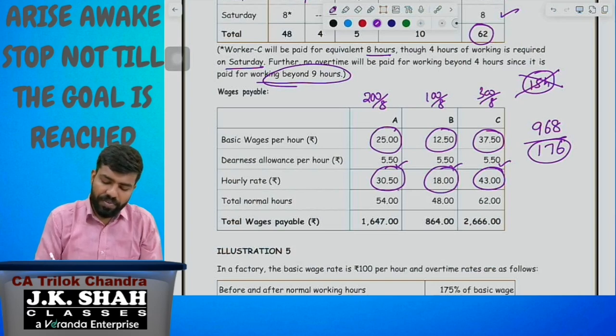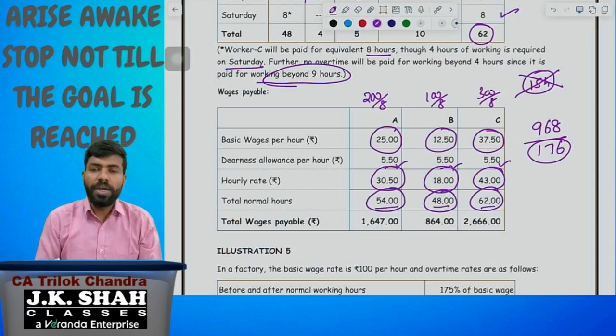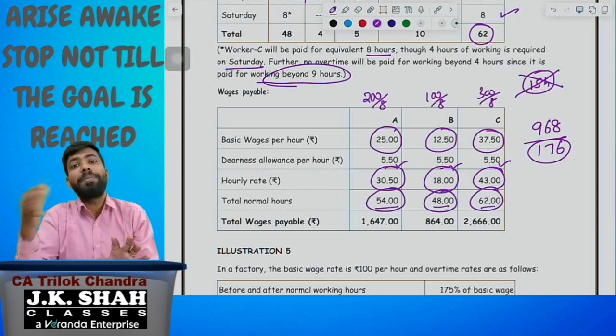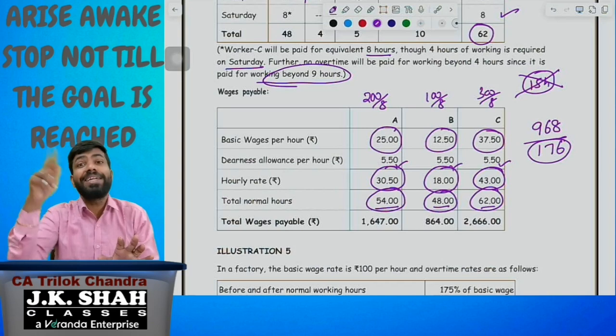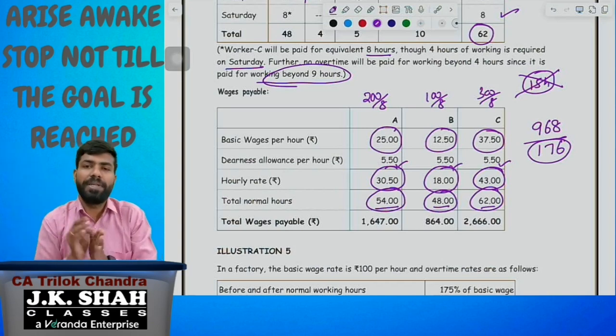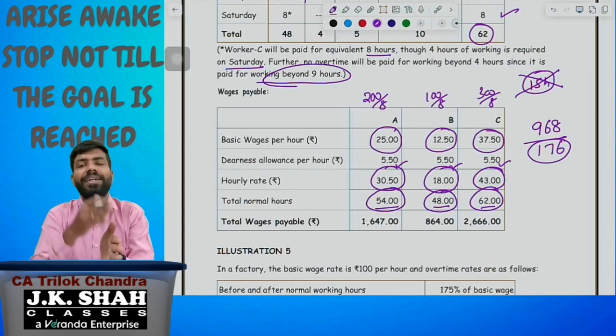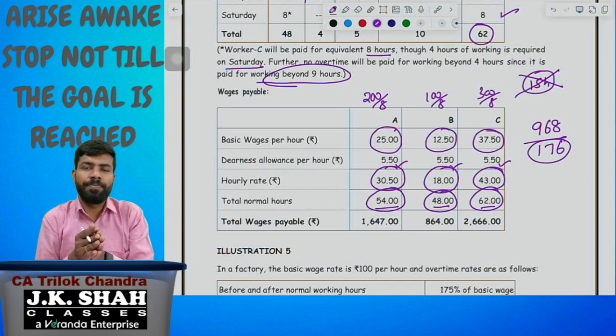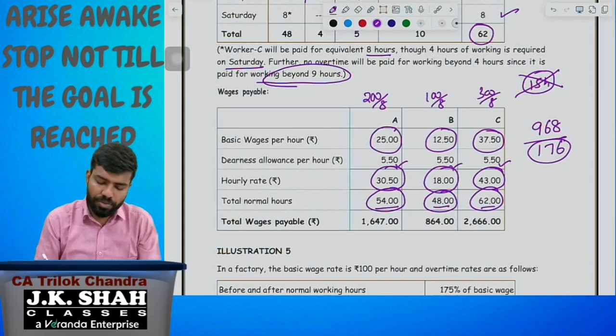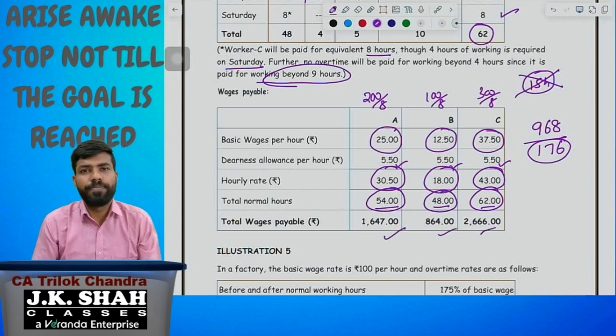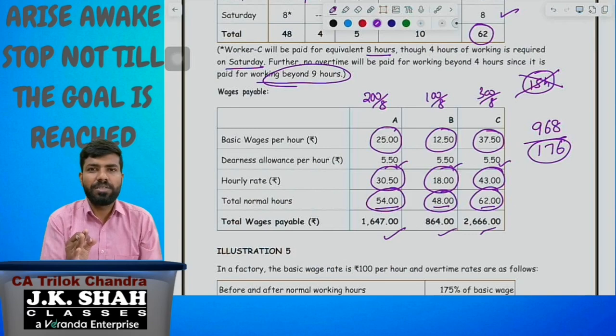Normal hours is 54, 48, 62. Total wages payable. See, this 54, 48, 62 includes overtime hours also. But we taken double because they are going to get the double payment for overtime, which is called equivalent hours. We can call it as equivalent hours also. So that is 54, 48, 62 total payment they given. All of you clear about this?